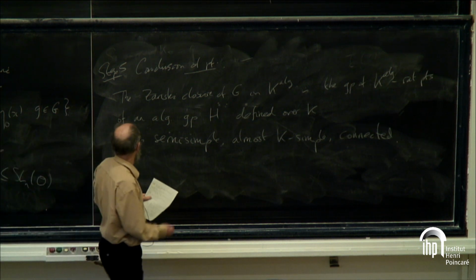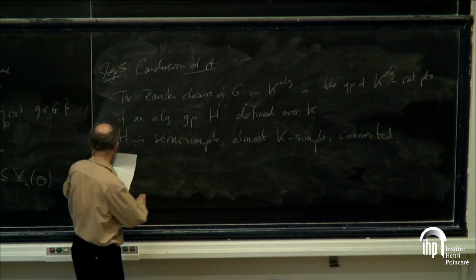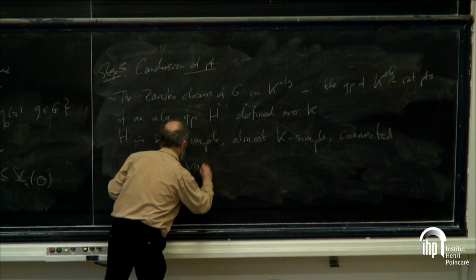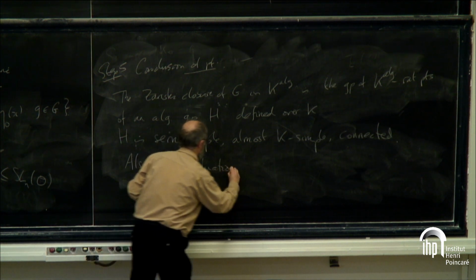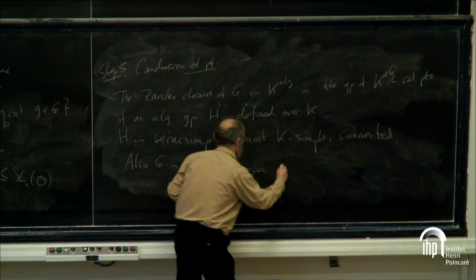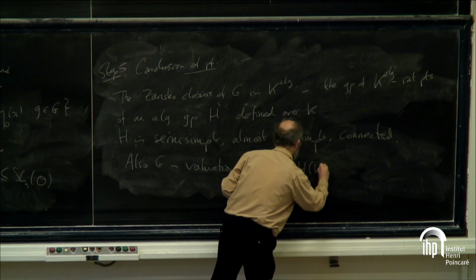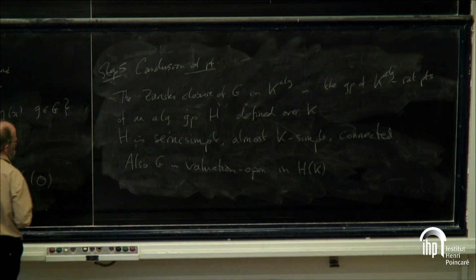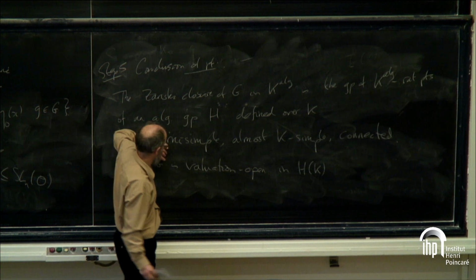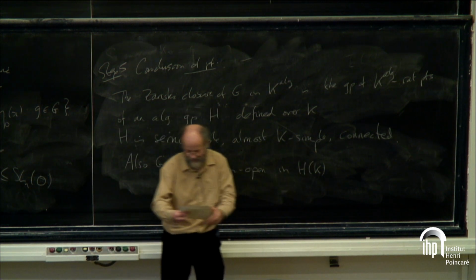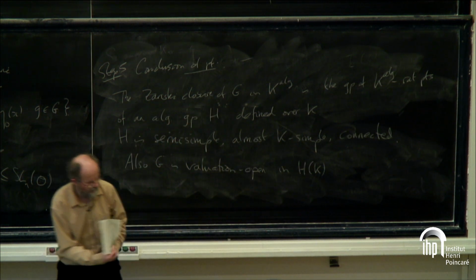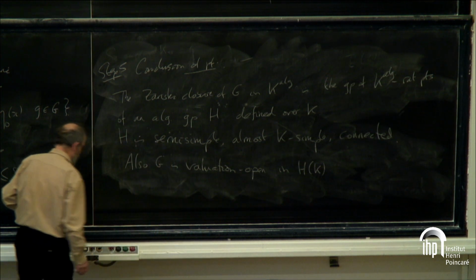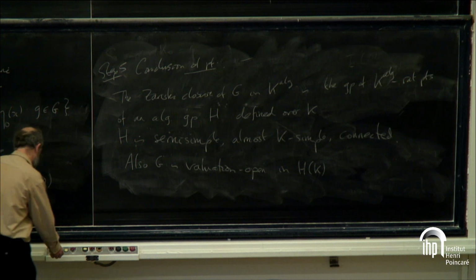And also, we know that G is valuation open in H of K. Because it's Zariski dense, it has non-empty interior, and hence being a group, it'll be valuation open in H of K. And now we use a couple of results from an old paper of Prasad.